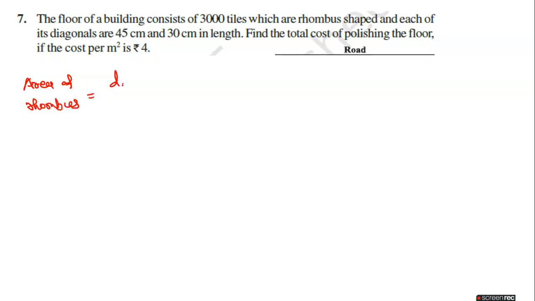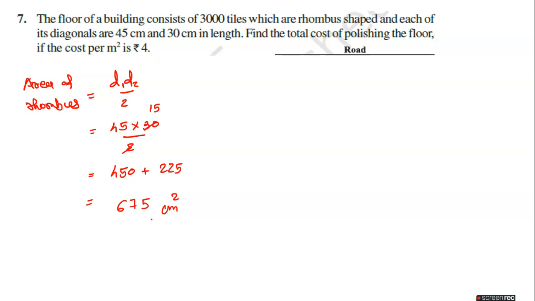Area of rhombus is equal to d1 d2 by 2. Both are given, 45 into 30 by 2, so 15, and 45 into 15 is 450 plus 225. This multiplication you can do yourself. Don't follow my method, it's not required every time. Any simplification you can do as per your convenience. So 5 plus 2 is 7, 675. This is the area, in centimeter square.